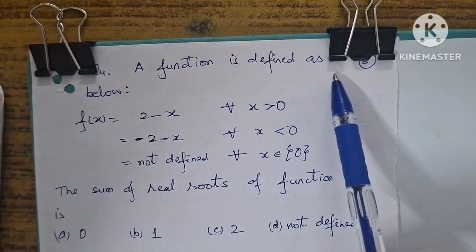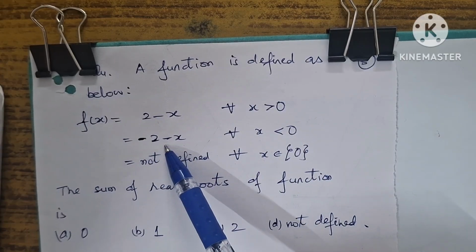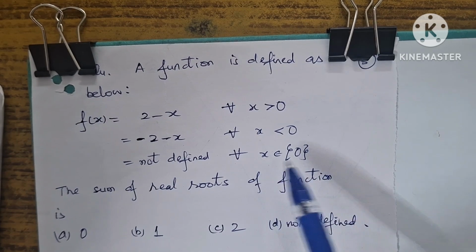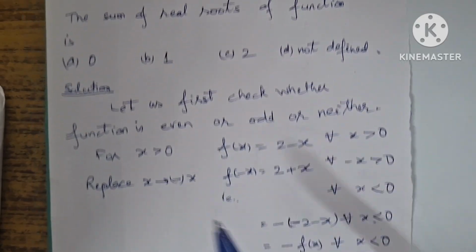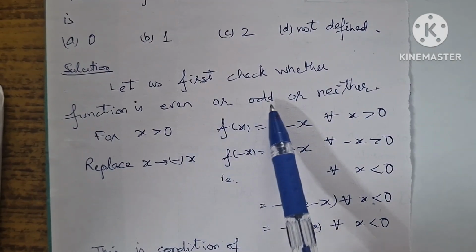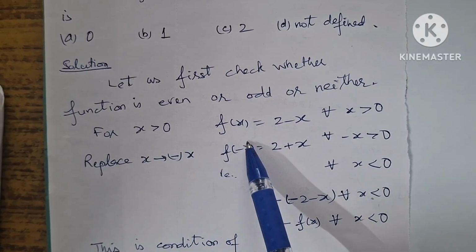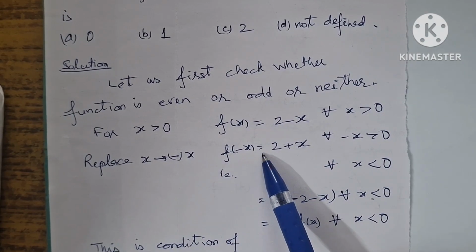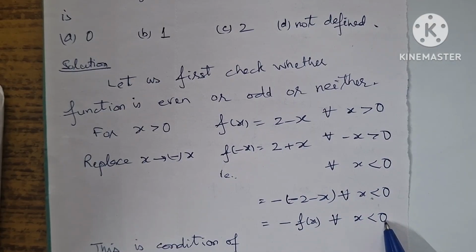Next question: a function is defined as below. f(x) is equal to 2 minus x for x greater than 0, and minus 2 minus x for x less than 0, not defined at x equals 0. The sum of real roots of the function is 0, 1, 2, not defined. Let us first check whether the function is even or odd or neither. For x greater than 0, f(x) is equal to 2 minus x. Replace x by minus x, f(-x) becomes 2 plus x for x less than 0, which is minus f(x) for x less than 0. This is the condition of odd function.